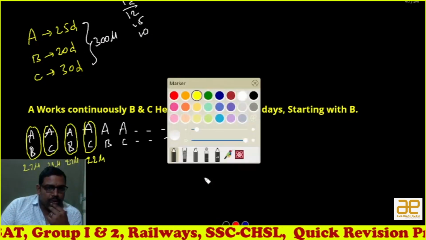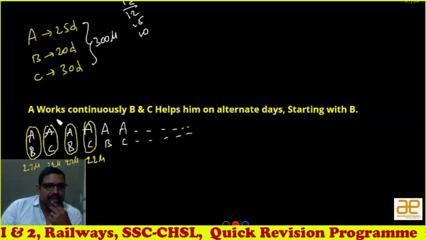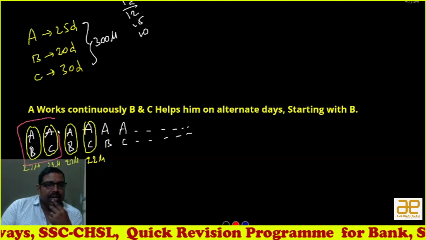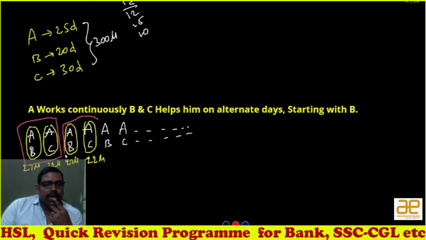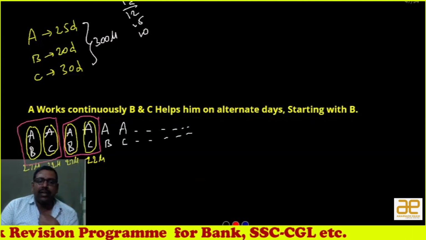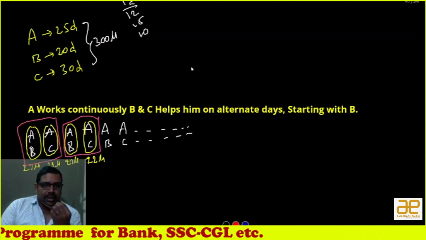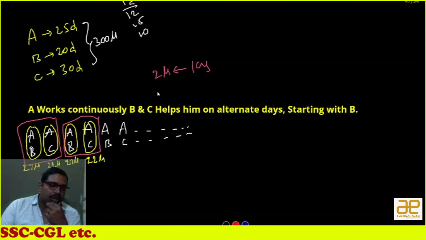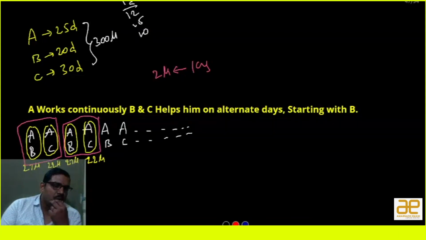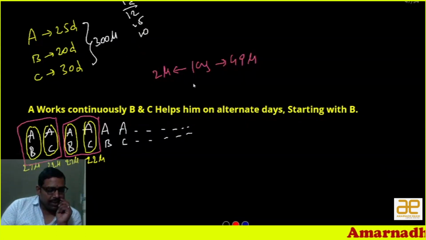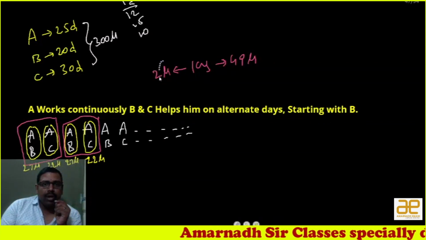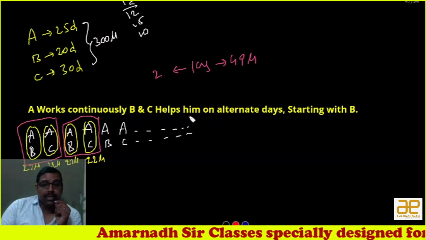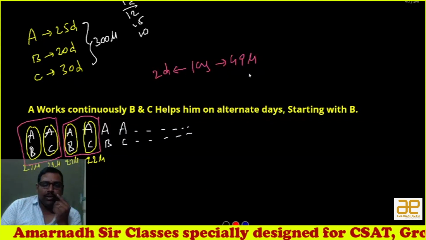Now if you observe, 2 are getting repeated, right? AB, AC. That's why I will take this as one cycle. The point you should notice is that one cycle means 2 days. One cycle means how many days? 2 days. How many units of work will be completed? 27 plus 22, 49 units will be completed. One cycle means 2 days, and one cycle means 49 units.